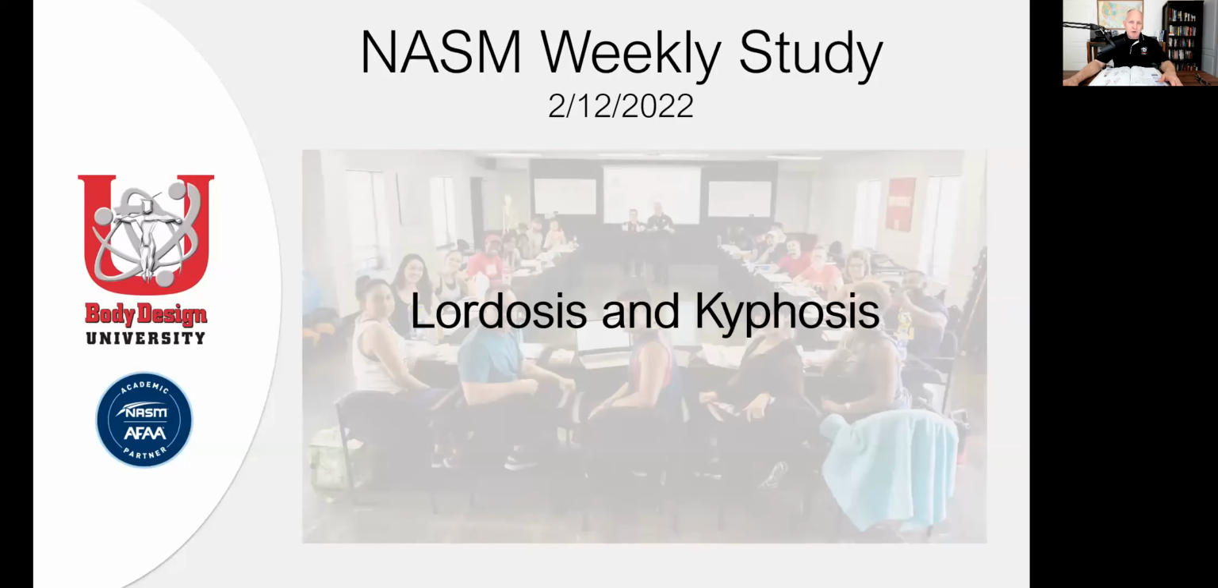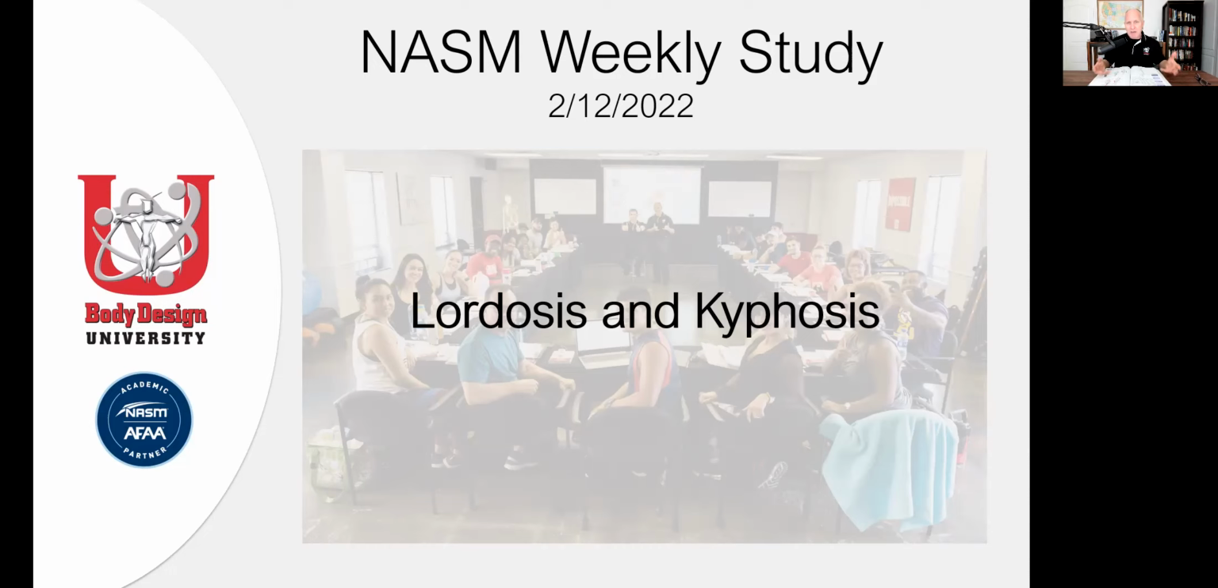So lordosis and kyphosis. Again, the fact that there's a little typo actually gives us an opportunity to talk about a really important subject matter, which are the curvatures of the spine. And so lordosis and kyphosis, by convention, this is a key. Remember, I said there's a couple of things that are important here. One of them is to understand that in the field of anatomy and physiology, biomechanics, kinesiology, we have what's known as conventions. So conventions mean that we always start in this position.